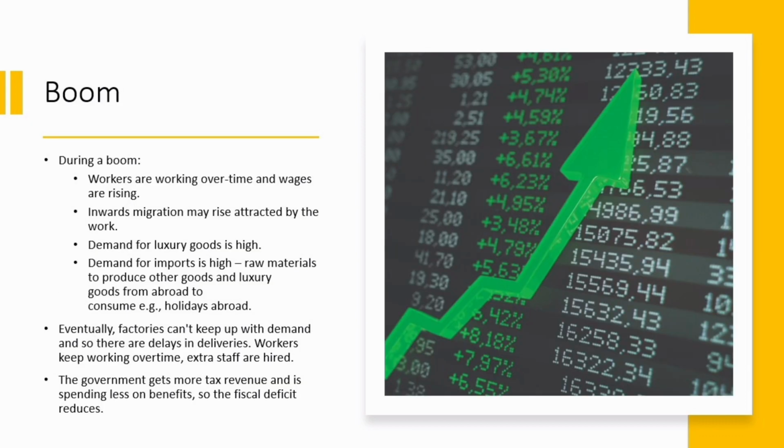Boom. During a boom, workers are working overtime and wages are rising. Inwards migration may rise, attracted by the work. Demand for luxury goods is high. Demand for imports is high: raw materials to produce other goods, and luxury goods from abroad to consume, e.g. holidays abroad. Eventually, factories can't keep up with demand, and so there are delays in deliveries. Workers keep working overtime, extra staff are hired. The government gets more tax revenue and is spending less on benefits, so the fiscal deficit reduces.